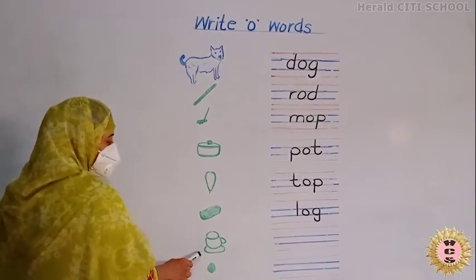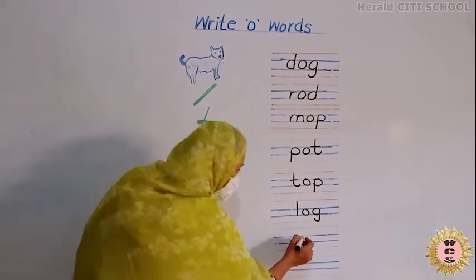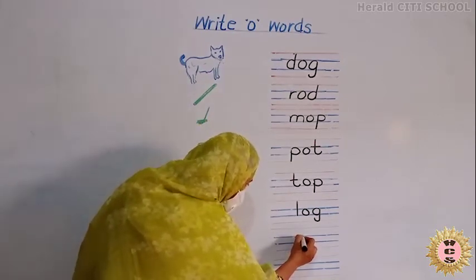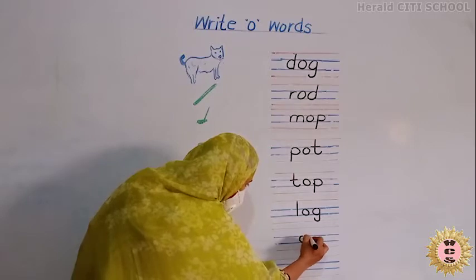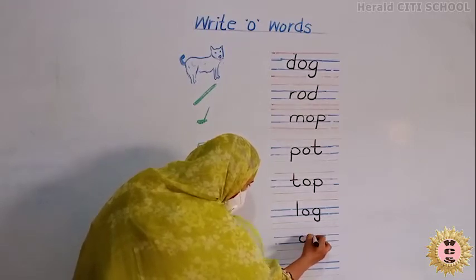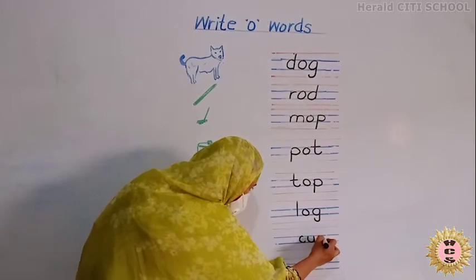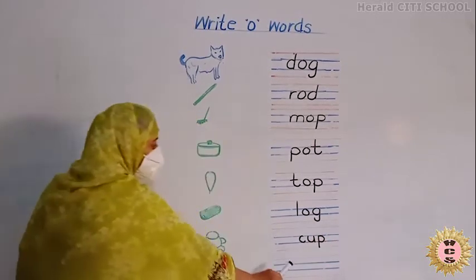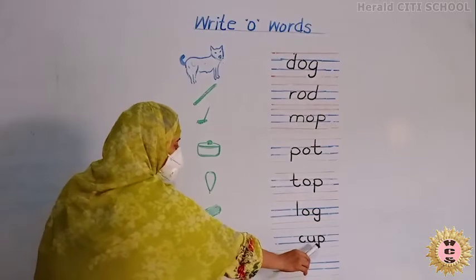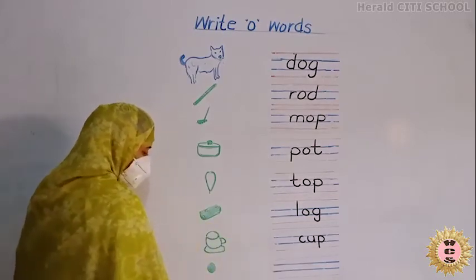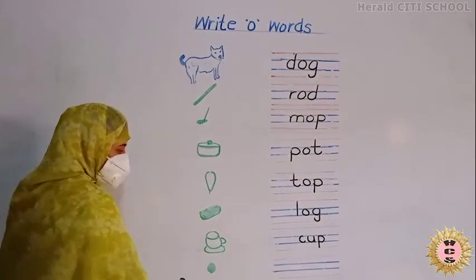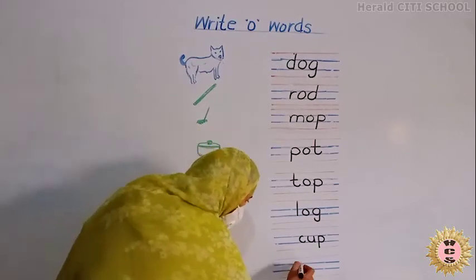Children, this is cup. Cup. And the spelling of cup is C, U, P. Cup. Read it again. C U P. Cup. And the last one is dot.